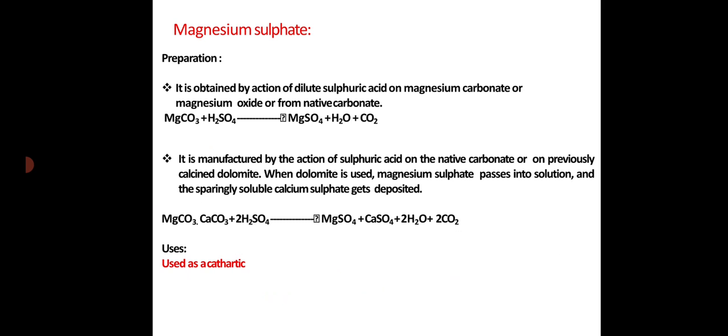Coming to one of the examples of cathartics, that is magnesium sulfate. Seeing the preparation, it is obtained by the action of dilute sulfuric acid on magnesium carbonate or magnesium oxide or from native carbonates. The second way of preparation is by the action of sulfuric acid on native carbonate or on previously calcined dolomite. When dolomite is used, magnesium sulfate passes into solution and the sparingly soluble calcium sulfate gets deposited.